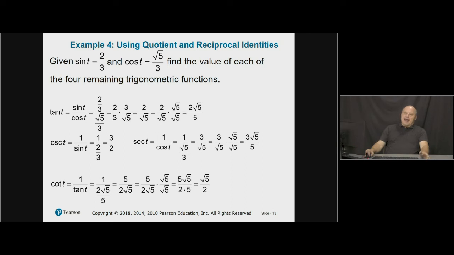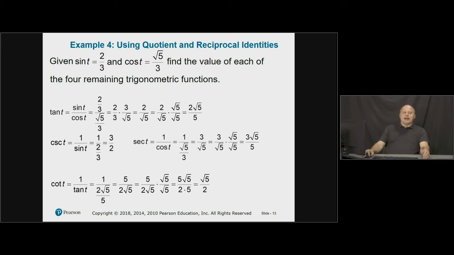Now you might ask, well, wait a minute. If tangent was sine over cosine, can you do it another way? Can you do cotangent by taking the cosine function divided by the sine function? And the answer is yes, you can. Sometimes when you're coming up with the value of a trig function, there's more than one way to accomplish it. This author decided to evaluate cotangent of t by taking 1 over the tangent of t. But I could have just as easily taken the cosine of t divided by the sine of t, and the answer would have been the same.